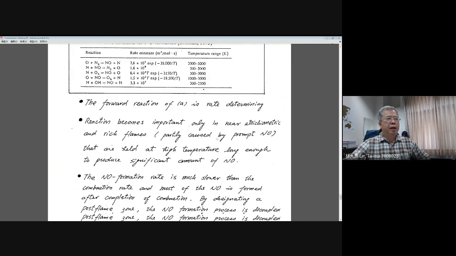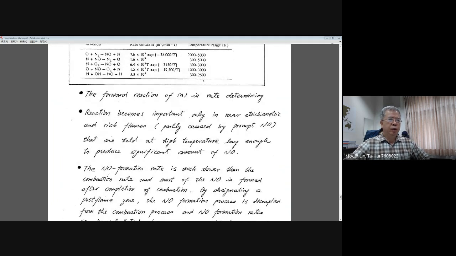Okay, and from the many literature, they find the reaction becomes important only near stoichiometry and in rich flames. Near stoichiometry means the temperature is pretty high, but for the rich flames here, it is actually partly caused by the prompt NO.